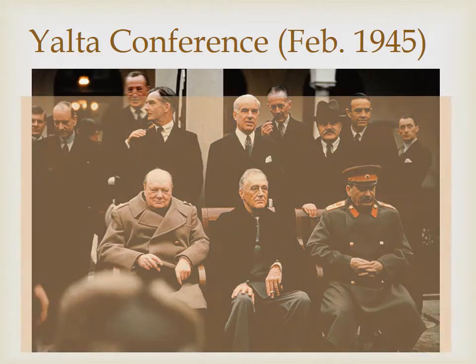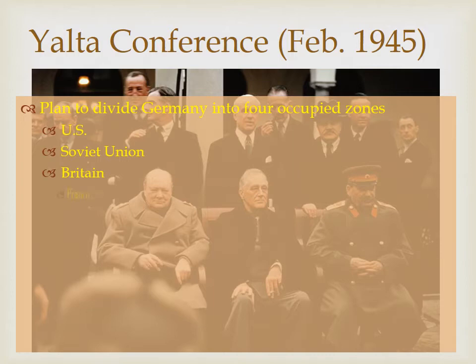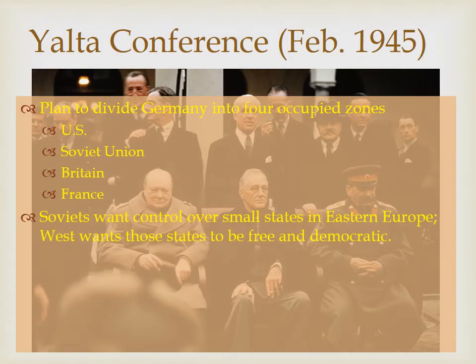So the Yalta Conference was the one that divided Germany into those four zones. So the US would occupy a zone with their military, the Soviets, Britain, and France would all occupy a zone. The Soviets originally wanted to occupy all of Germany because they had taken control of the rest of Eastern Europe. So the Soviets want control over small states in Eastern Europe, and the West wants those states to be free and democratic. They're afraid that more and more of Europe is going to fall to communism. So the agreement is that Germany would be divided.